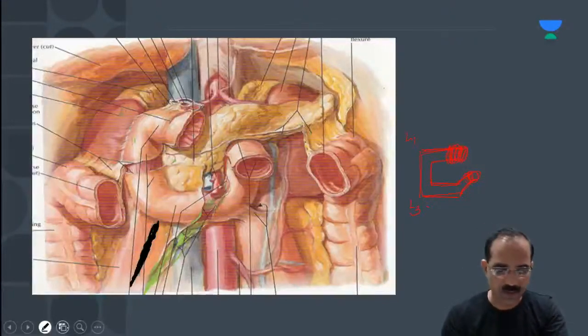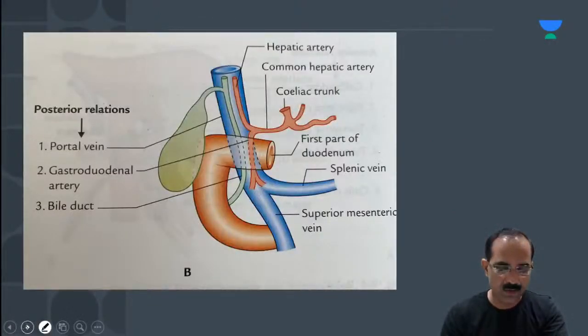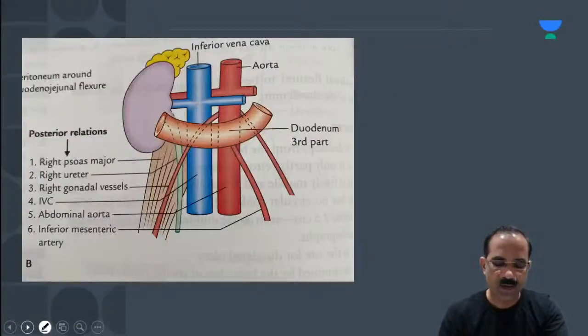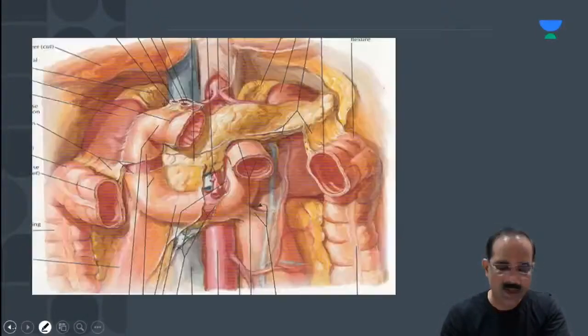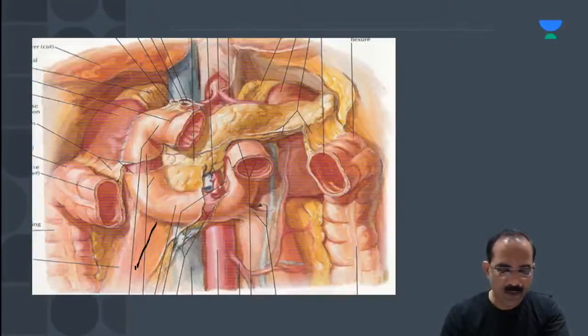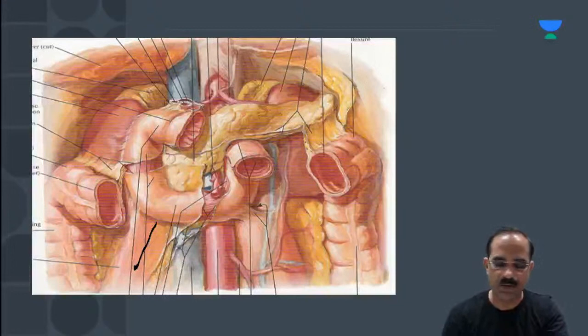The right ureter would be posteriorly related to the third part of duodenum. Look at this. And this would be the gonadal vessels. So the posterior relations of the third part of the duodenum, if you go in a sequence here: the right psoas major, the right ureter, the IVC, the aorta, and the gonadal artery. The gonadal artery is not drawn here. So this becomes the posterior relations of the third part of the duodenum.